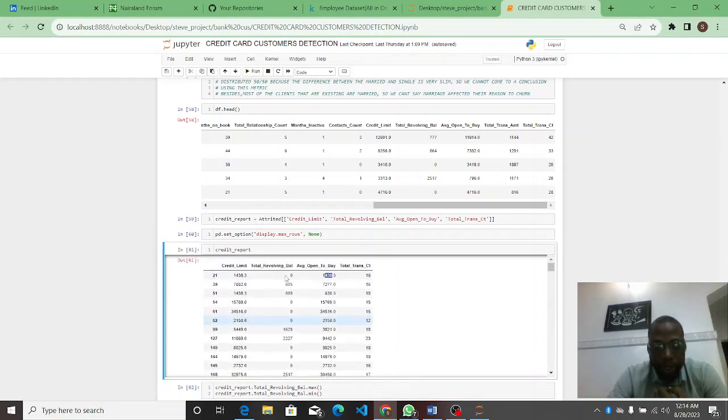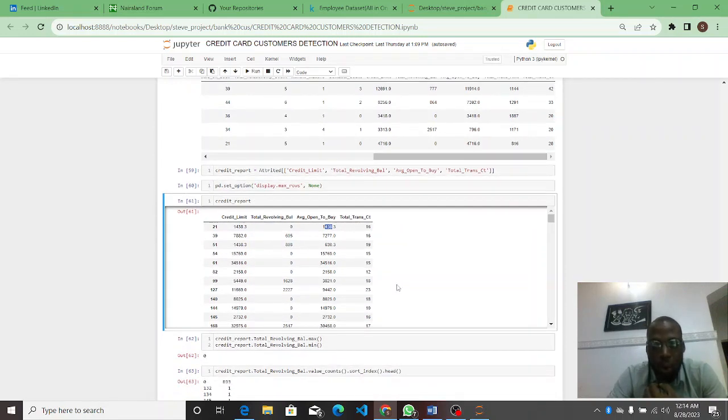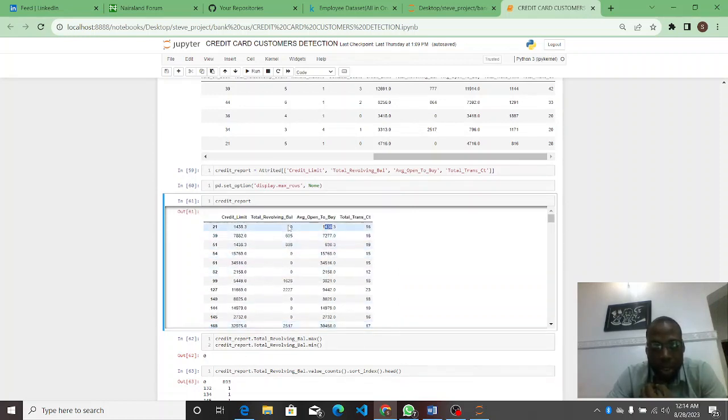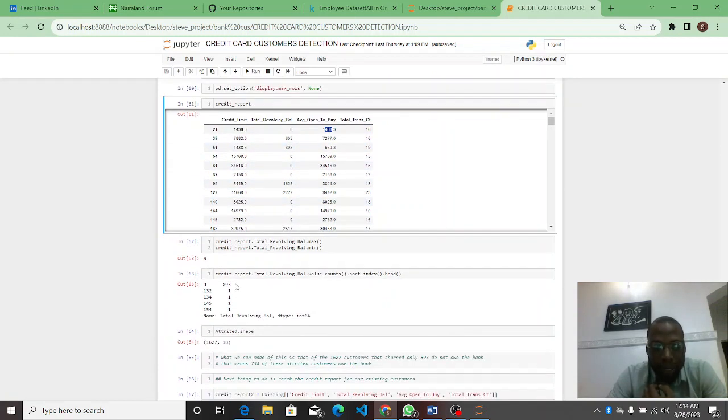So we can't really make a judgment call until we check the value count to know how many of these individuals do not for a fact owe the bank. So to do that, we did a value count, and we saw that 893 of the 1627 individuals do not owe the bank. Wow, that is insightful. That's more than half.